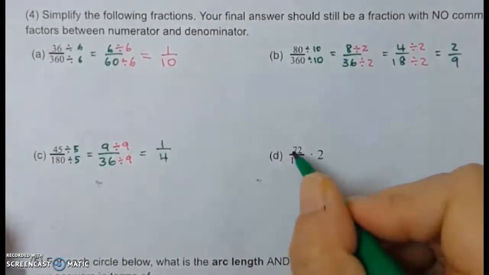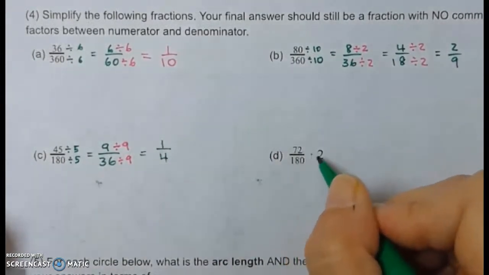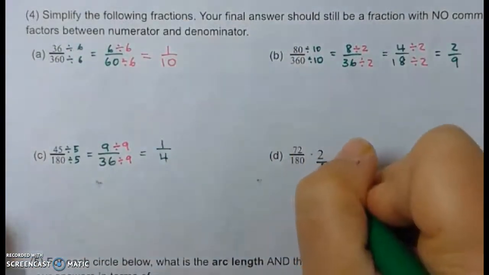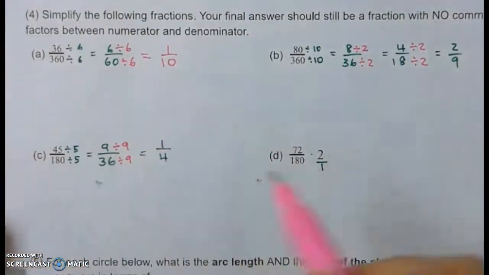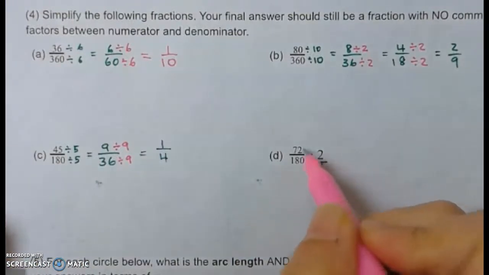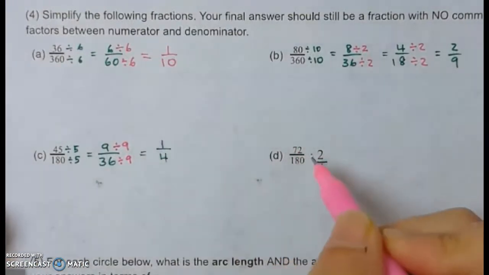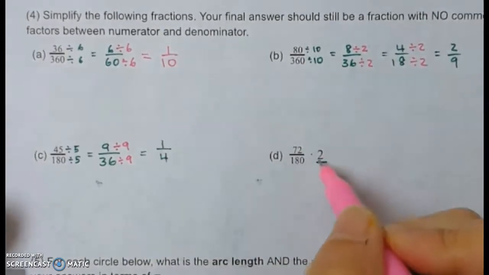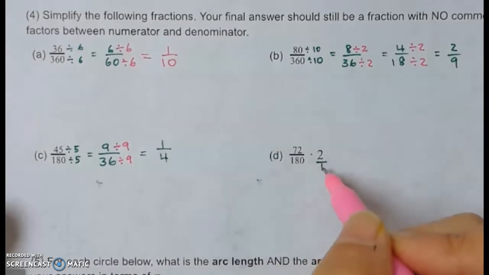What about in this case? 72 over 180 multiplied by 2. In this case, 2 is really the same as 2 over 1. The most common mistake is that students start multiplying 2 to the top and 2 to the bottom. That's not what it's asking you to do. If you do that, you're really multiplying by 2 over 2, which is 1. You're multiplying by 1, not by 2. So you can always convert a whole number into a fraction by putting it over 1.